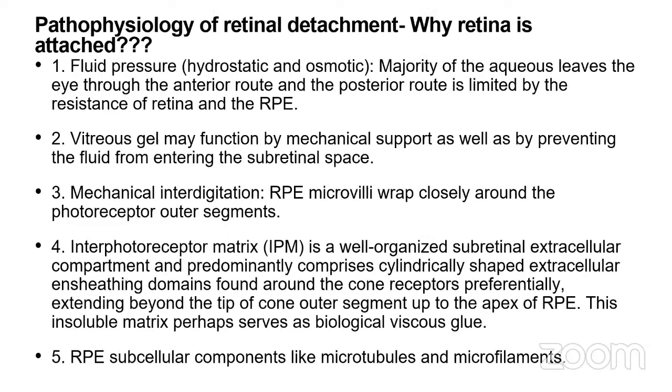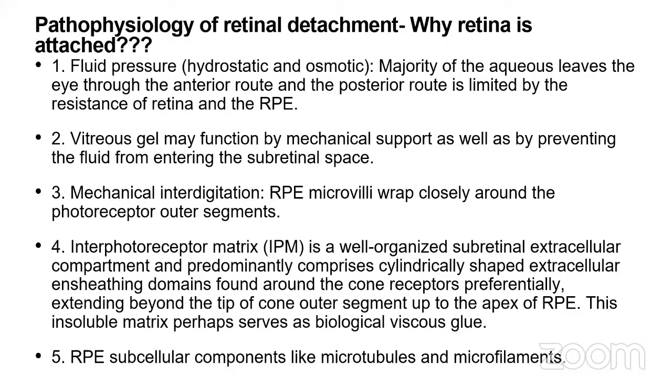Now pathophysiology of retinal detachment. So first of all, we need to understand why the retina is attached. That is fluid pressure, hydrostatic and osmotic pressure. So majority of the aqueous leaves the eye through anterior route, and posterior route is limited by resistance from retina and RPE. And vitreous gel may function by mechanical support as well as by preventing fluid from entering the subretinal space. And mechanical interdigitation. RPE microvilli wrap closely around the photoreceptor outer segments and interphotoreceptor matrix.